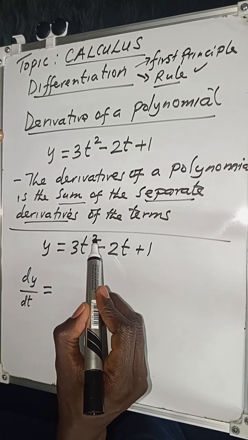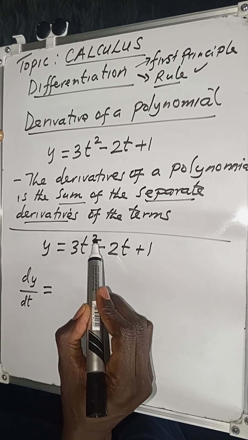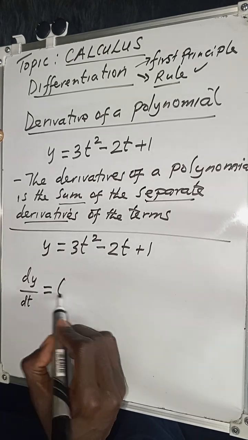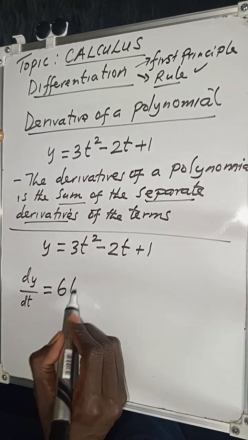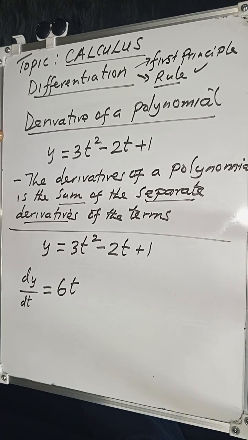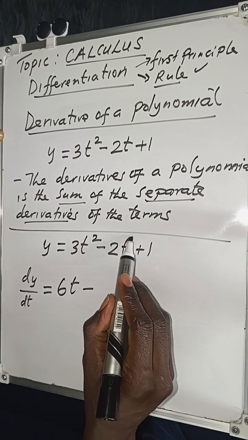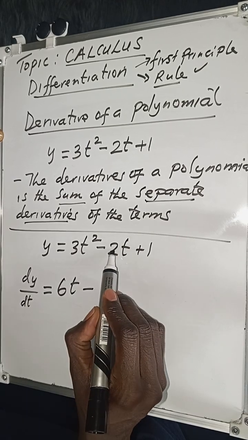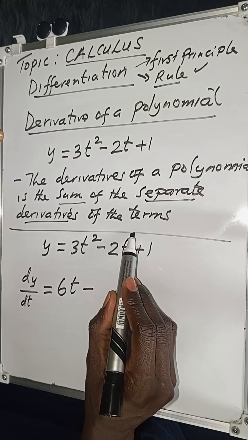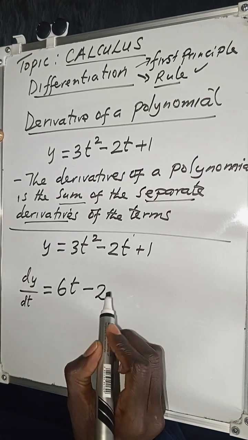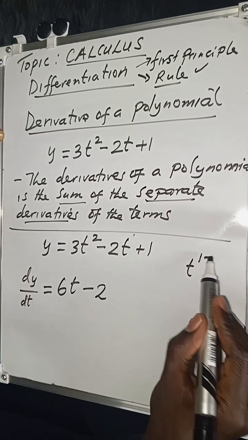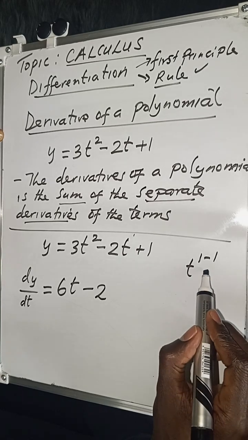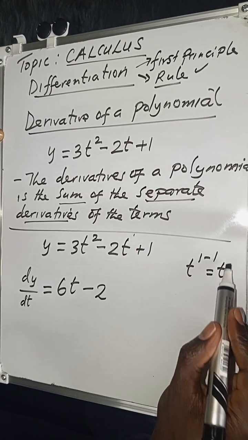Remember, the index multiplies by the coefficient. 2 times 3, that's a 6, and the power reduces by 1, which is 2 minus 1, which is just 1. So I'll just write a t there. Minus. Here there's a 1. You can't see the 1, but there's a 1 there. 1 multiplied by 2 gives you a 2. Now this one will become t to the power 1 minus 1, and what is 1 minus 1? It is definitely a 0.